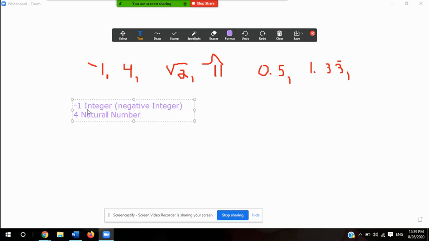Now, if we have to talk about rational numbers, and I forgot to write that down here, let's see if I can write a fraction, say 5/6 or something like that. Rational numbers are pretty much any number that I can either express as a fraction, or that are terminating decimals or repeating decimals.